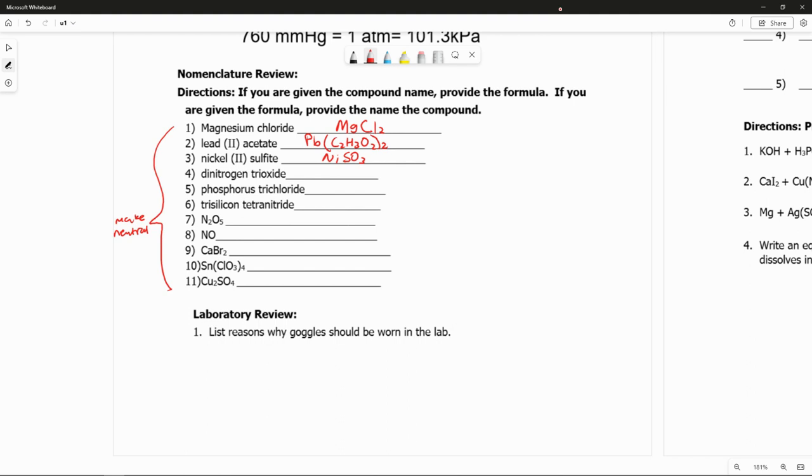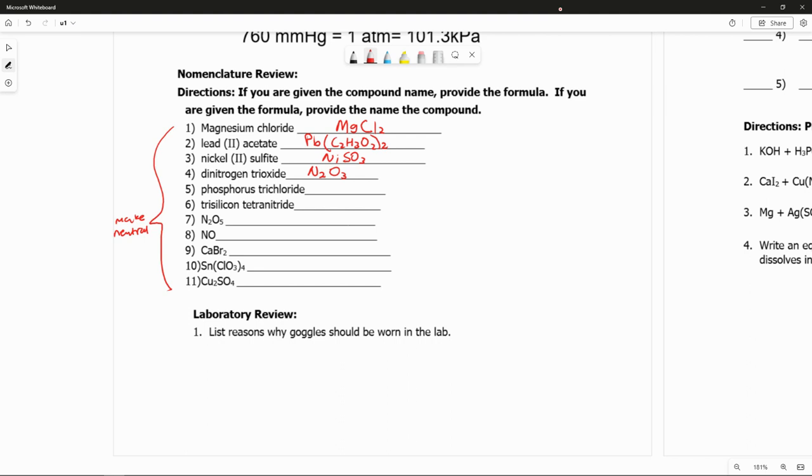Dinitrogen trioxide. So this gives away that it's a covalent compound. And so the prefixes in the front will tell you how many of the subscripts you need to put. So dinitrogen means two, di is two, and trioxide, oxide means O, so O3. So your formula is going to be N2O3.